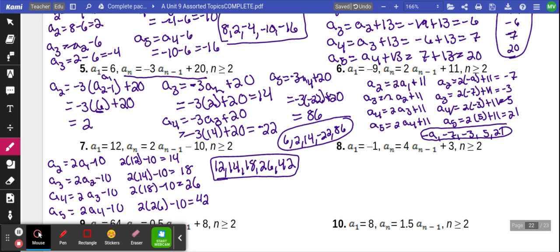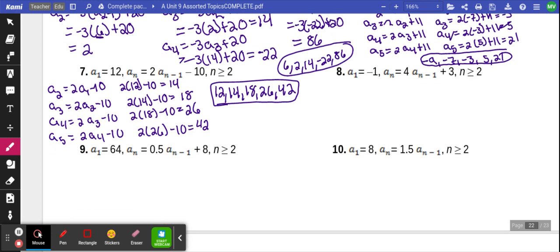So my numbers for number 5, my first 5 are 6, 2, 14, negative 22, and 86. And if you need to, pause the video and check out the work. Number 6, the numbers are negative 9, negative 7, negative 3, 5, and 21. And 7 is 12, 14, 18, 26, and 42. We will do the last 3 in class tomorrow.